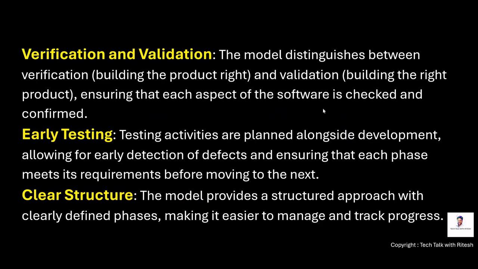Verification and validation. The model distinguishes between verification, building the product right, and validation, building the right product, ensuring that each aspect of the software is checked and confirmed. Early testing. Testing activities are planned alongside development, allowing for early detection of defects and ensuring that each phase meets its requirements before moving to the next. Clear structure. The model provides a structured approach with clearly defined phases, making it easier to manage and track progress.